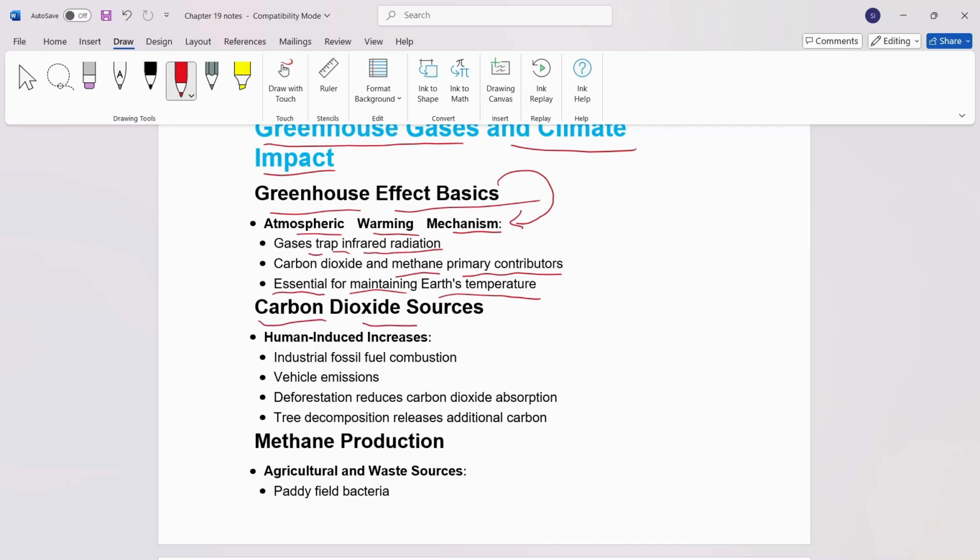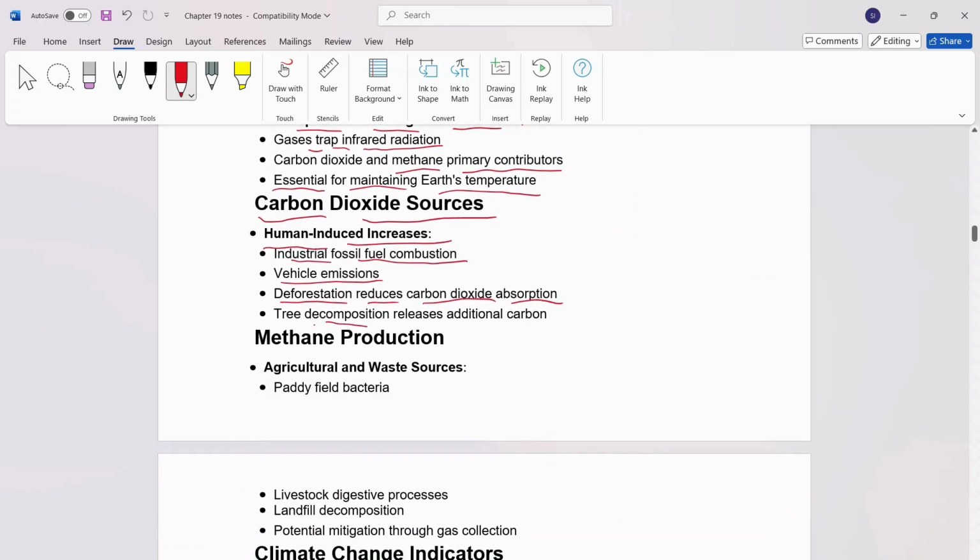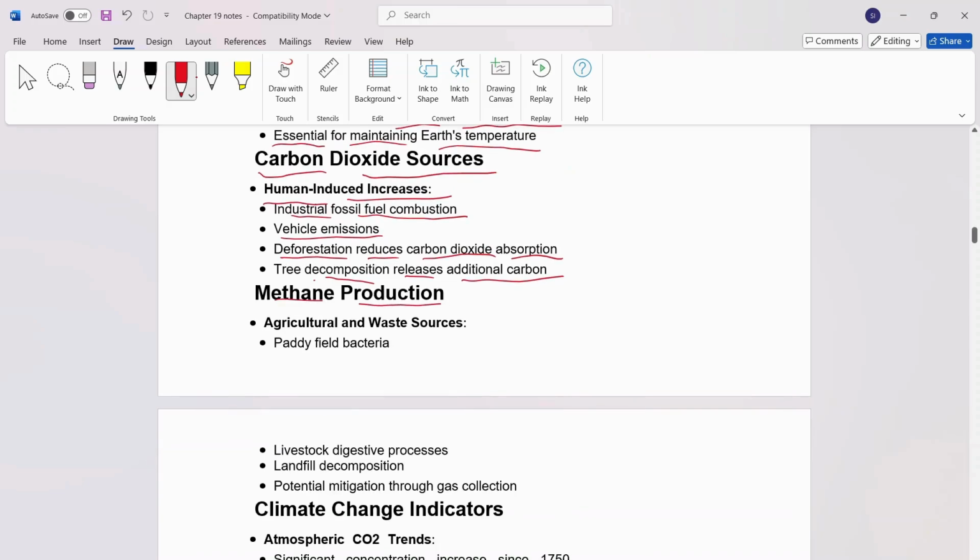Let's talk about carbon dioxide sources. Human induced increases. Industrial fossil fuel combustion increases the carbon dioxide, increases the pollution, impacts this environment more, increases global warming ultimately. Vehicle emissions. Deforestation reduces carbon dioxide absorption. Tree decomposition releases additional carbon. Methane production. Agriculture and waste sources.